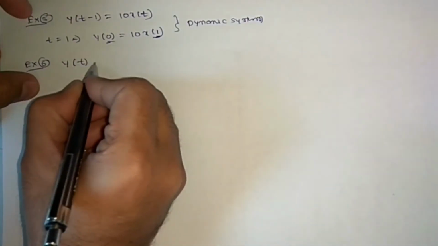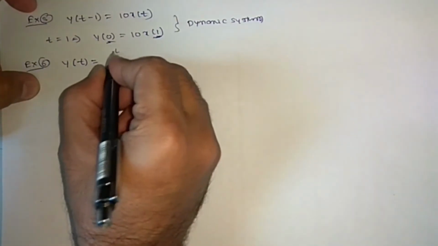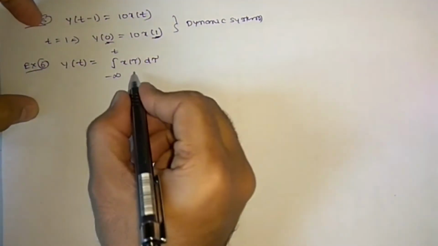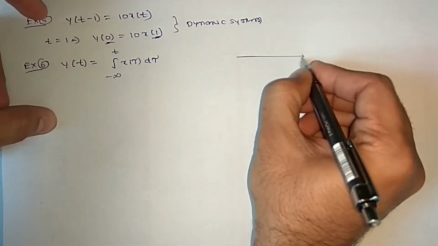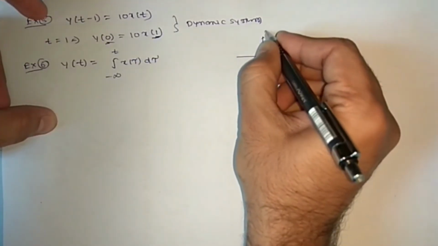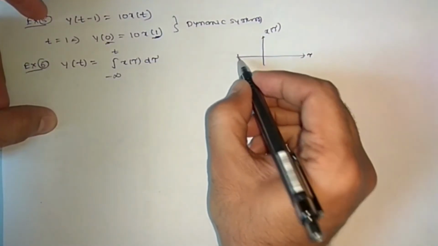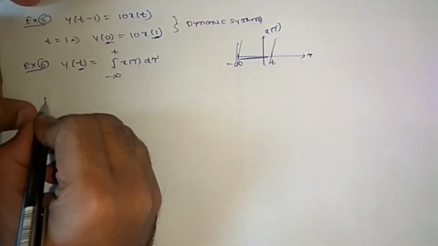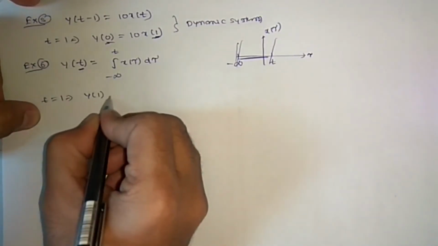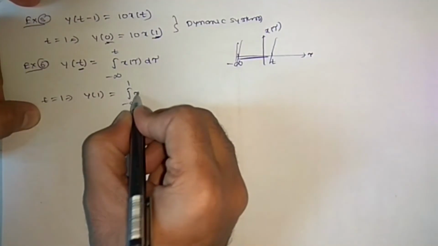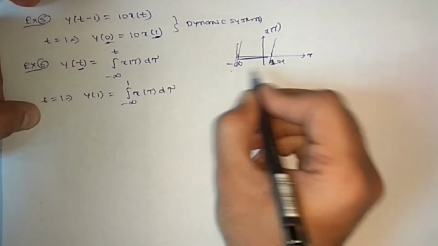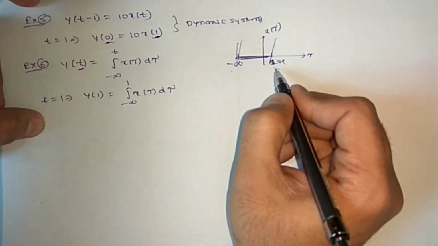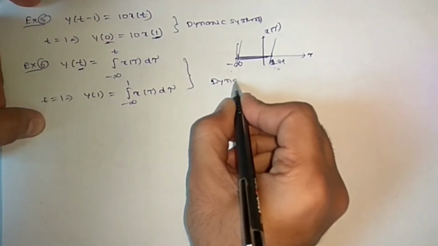y of t equal to the integral from minus infinity to t of x of tau d tau. So is it static or dynamic? Here x of tau is a signal with respect to tau. We are covering minus infinity up to t, so we cover this complete area. At t equal to 1, y of 1 is the integral from minus infinity to 1 second of x of tau d tau. So it depends on all past values, up to 1 second. So it is a dynamic system.